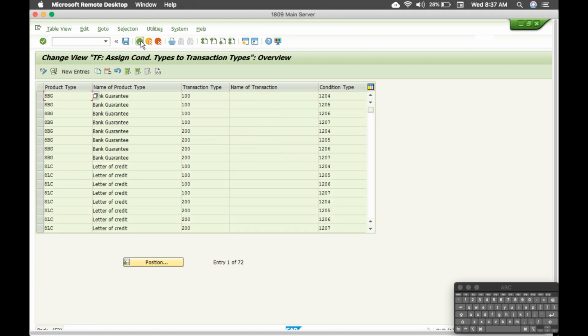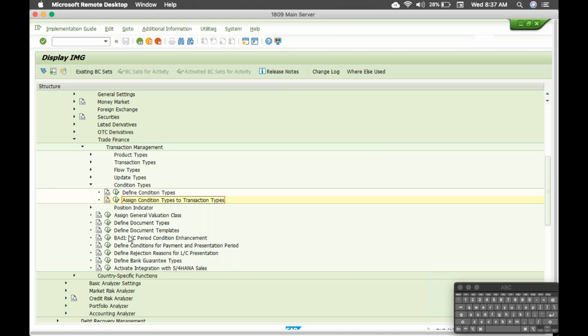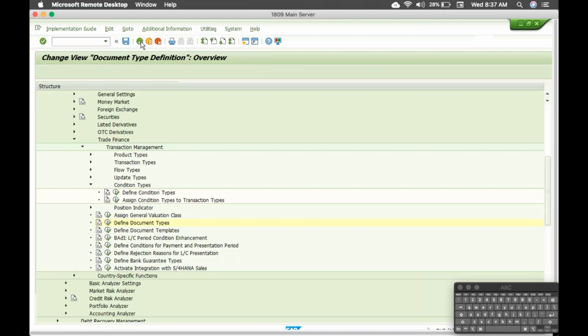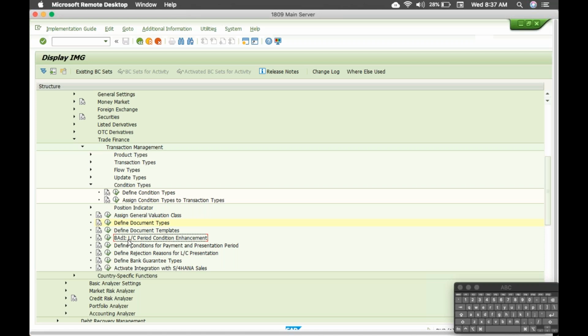Come back. So now once this is done, here you can see document types, define document types. Why we require the document types means actually this is recorded in the FI side. So whether you define or not, that's not a problem, just leave it. So this we need to activate. In fact, we don't have the rights to activate this. We need to ask our technical team to activate this.